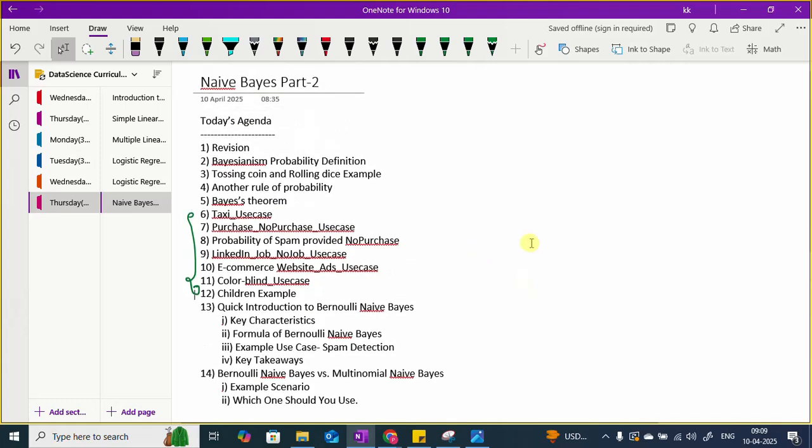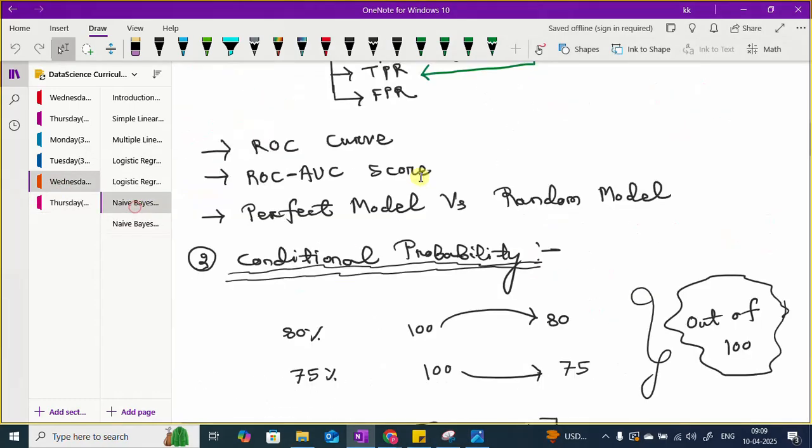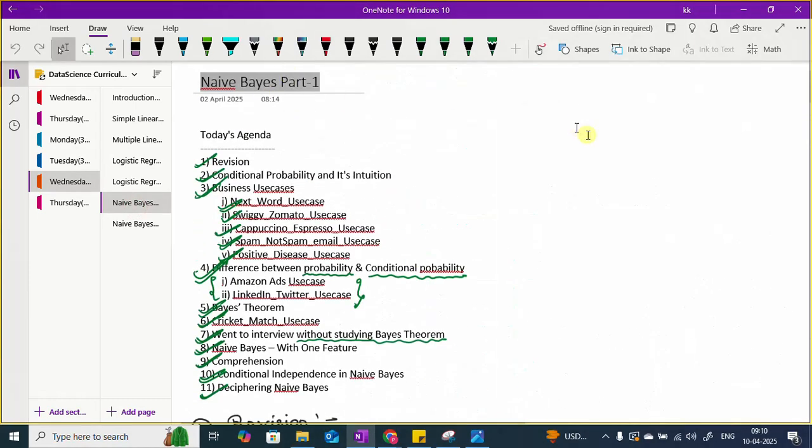Let's now start with the first one, that is a quick recap, a revision of Naive Bayes part 1. What we have discussed, obviously we have not discussed in your class, but let me show you the handwritten notes that I discussed in my previous classes. This is part of Naive Bayes part 1.